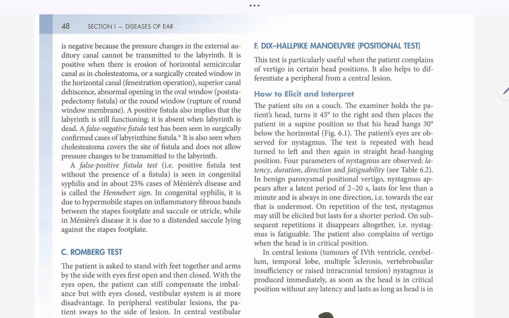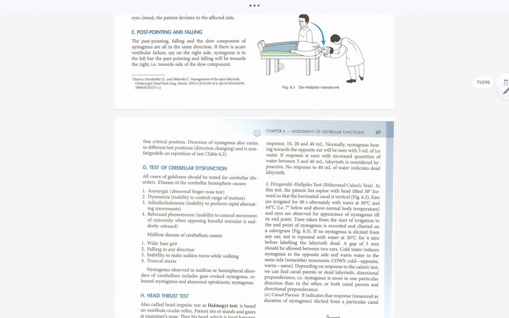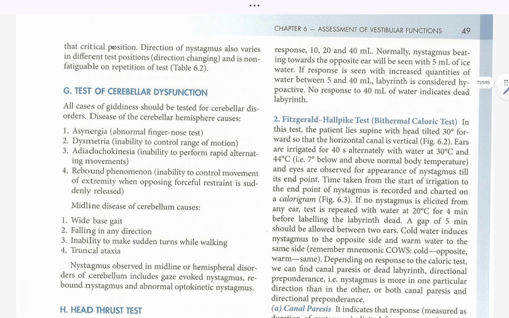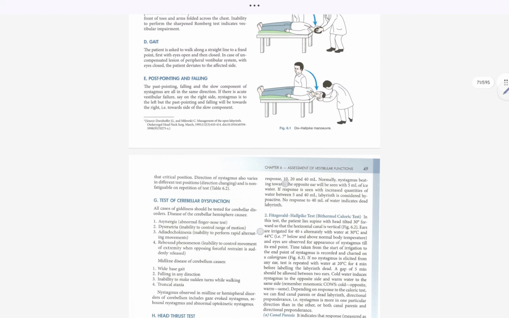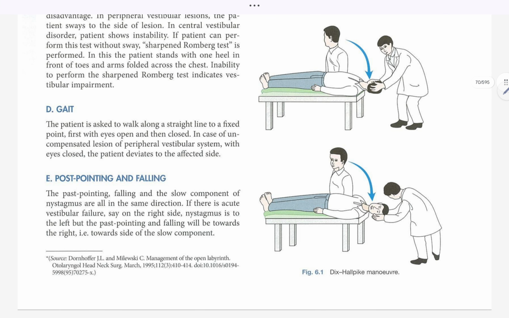In central lesions, tumors of fourth ventricle, cerebellum, temporal lobe, multiple sclerosis, vertebrobasilar insufficiency, or raised intracranial tension, nystagmus is produced immediately as soon as the head is in critical position, without any latency, and lasts as long as the head is in that critical position. Direction of nystagmus also varies in different positions, that is, direction changing, and is non-fatigable on repetition of the test. This is at figure 6.1, Dix-Hallpike maneuver.